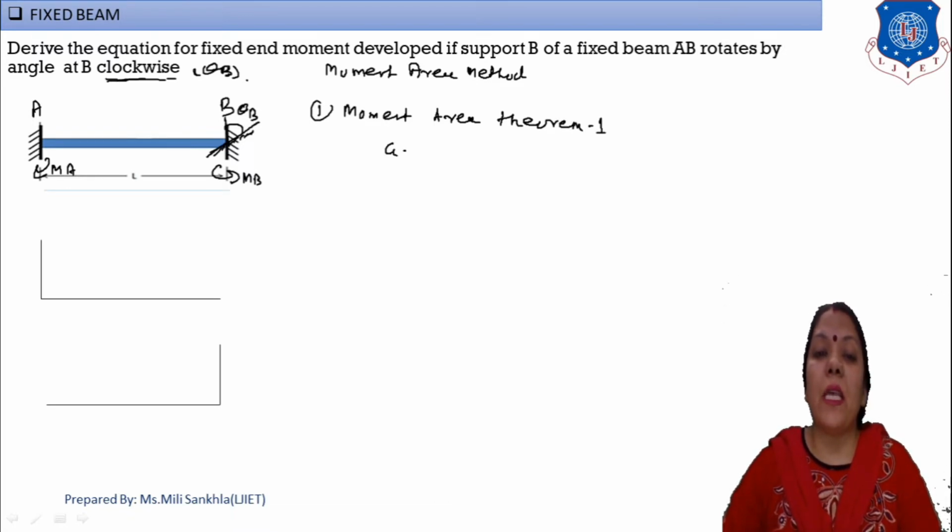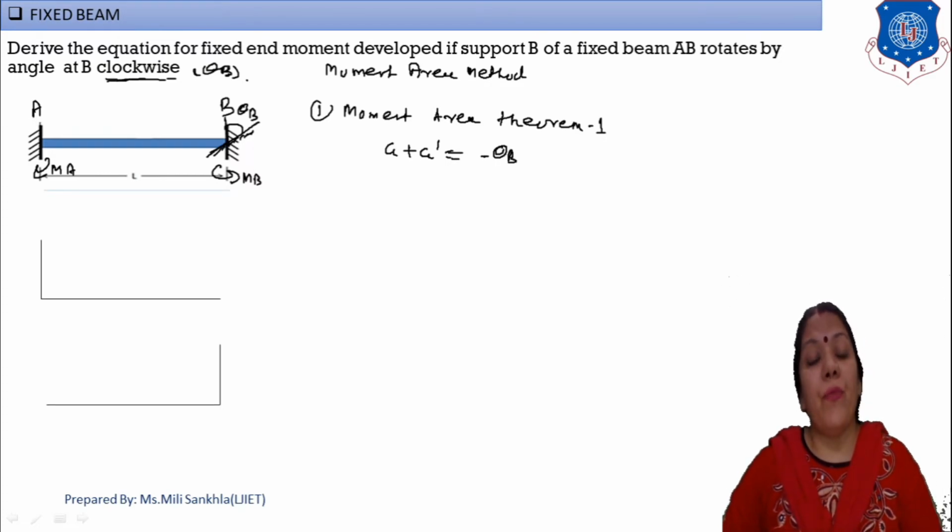This theorem is A plus A dash is equal to 0. Not 0 because support B rotates in clockwise direction. That means this is right hand side clockwise. Sign convention says right side clockwise is equal to minus theta B. In first settlement deflection occurs and deflection is equal to area into CG, so the effect of this deflection I take in moment area theorem number 2. But here in this derivation support B rotates, that means this is the effect of slope and we have to take this effect in theorem number 1.